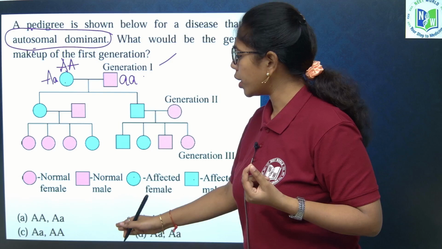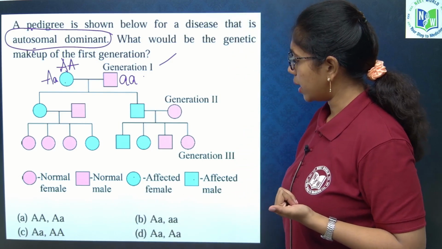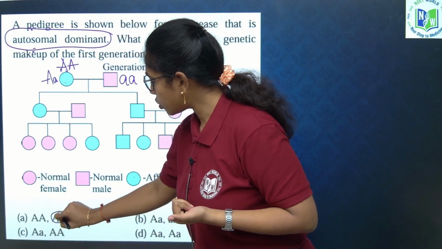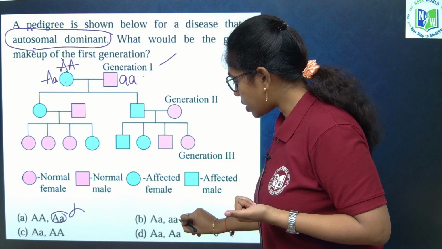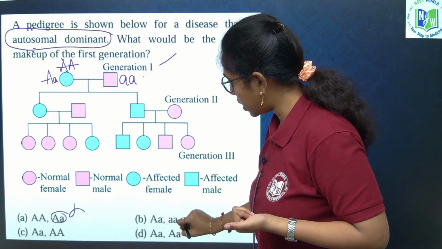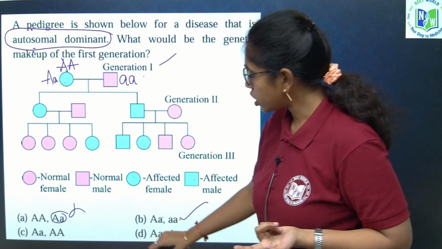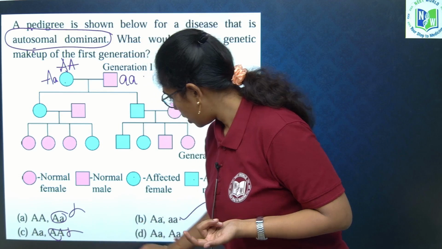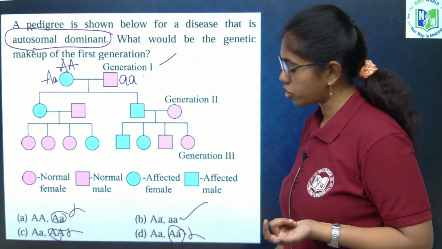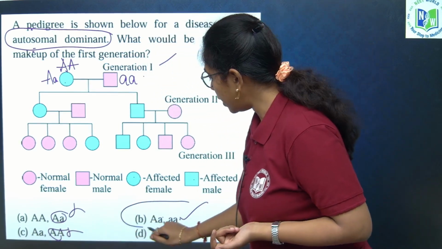Now if you look into the alleles properly, here heterozygous for the female is wrong, homozygous is correct, and this possibility is also correct. Let us check the other two: this is wrong, and the heterozygous dominant, this is also wrong. So the option will be B.